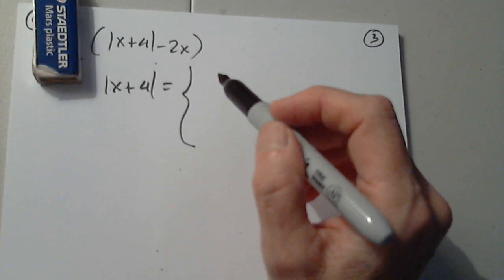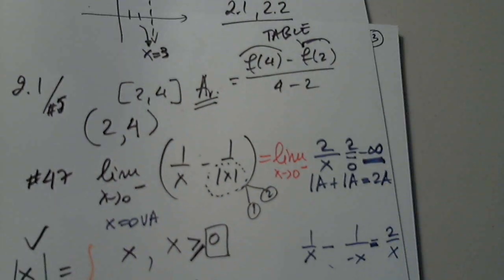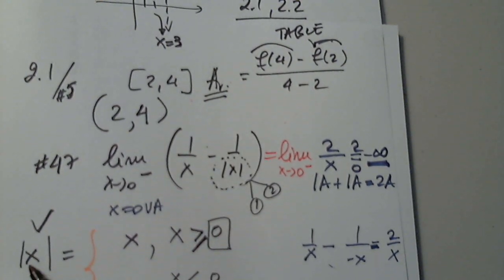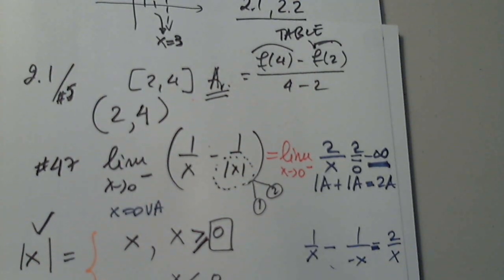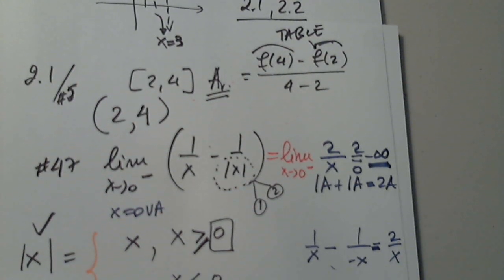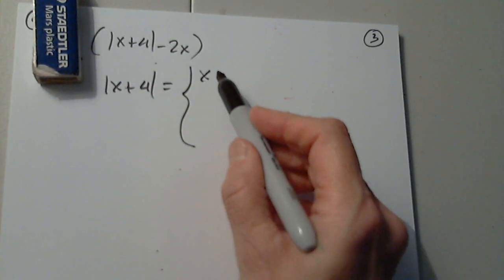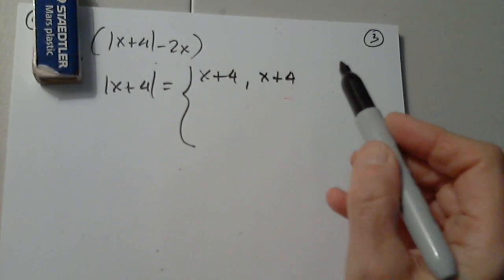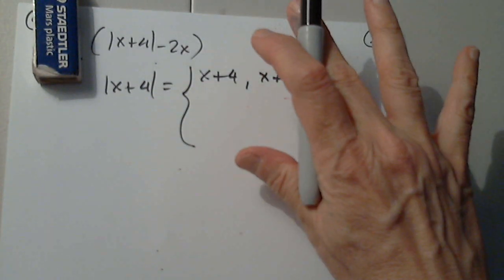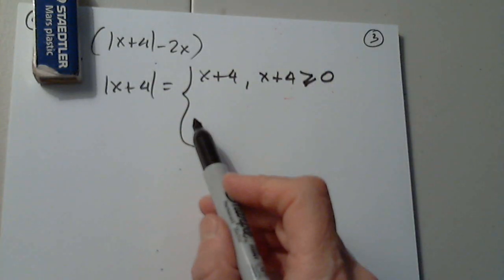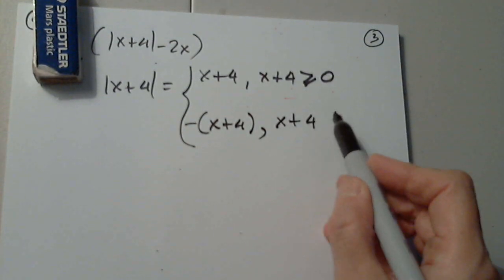What is the definition of the absolute value? The absolute value of whatever equals whatever when whatever is greater than or equal to 0, or negative whatever when whatever is less than 0. How do I write that? x plus 4, when x plus 4 is greater than or equal to 0. We have to show that, and we'll solve it in a moment. And then negative x plus 4 quantity when x plus 4 is less than 0.